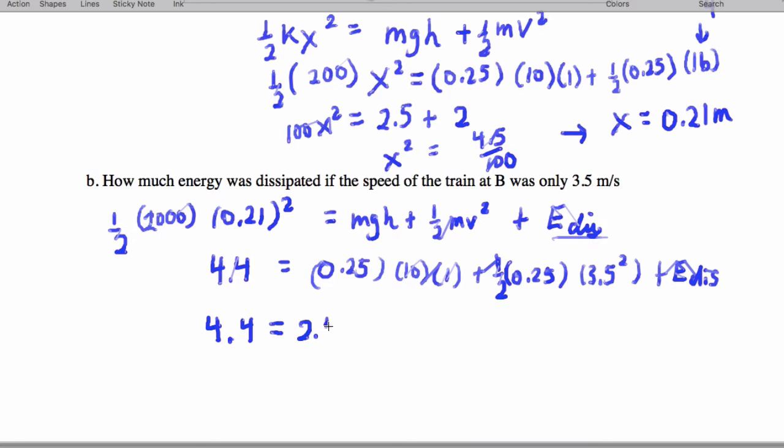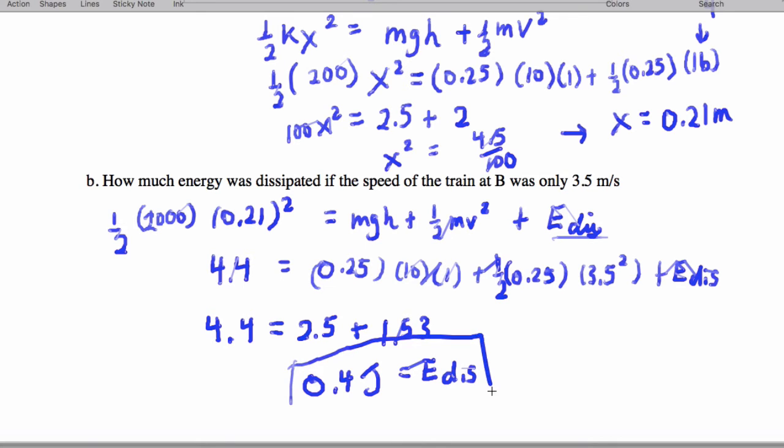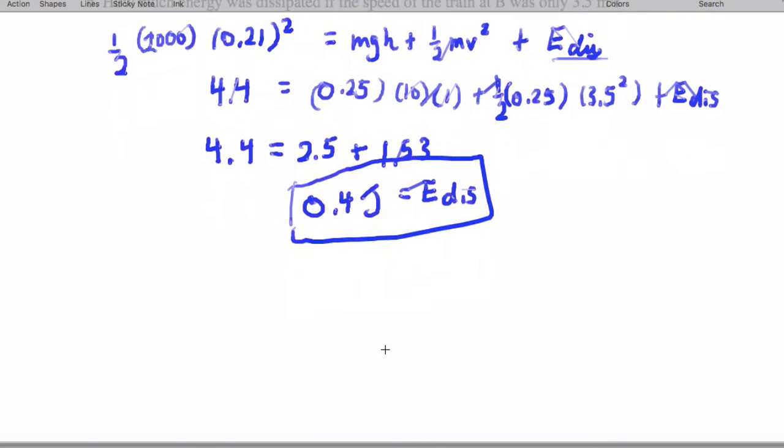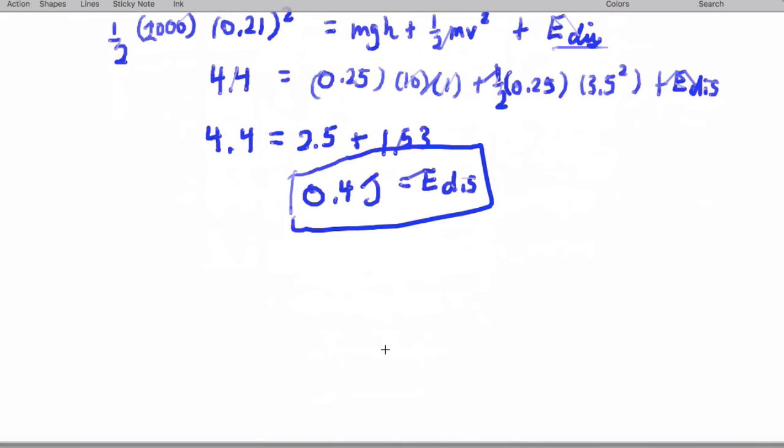equals 2.5 plus, let's do this one, 1.53. So we're getting about 0.4 joules as E dissipated. I rounded. So there we go. And that is page 7.